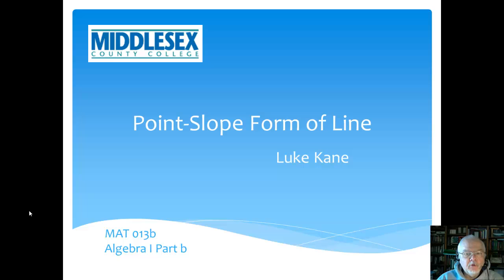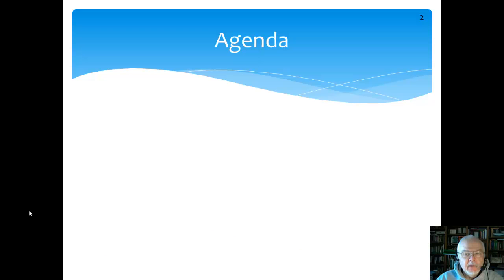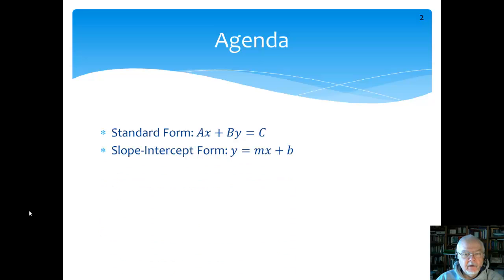Today we're going to talk about the point-slope form of a line. Earlier in the course, we studied the standard form of the equation of a line, ax plus by equals c, where a, b, and c can be any real number. And then we found more recently the slope-intercept form of a linear equation, and that is y equals mx plus b, where m is the slope of the line and b is the y-intercept. Today we're going to learn yet another form of the linear equation called the point-slope form.